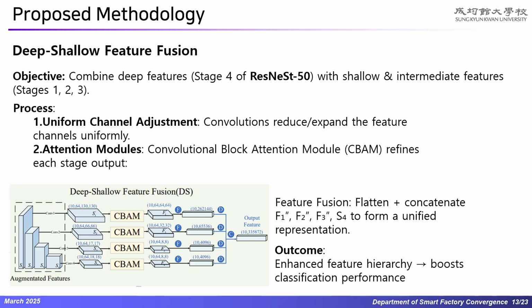So then after refining and concatenating them into the merged feature vector, this one, it is then passed through a fully connected layer or a classification head to output glaucoma or not glaucoma. This deep-shallow feature fusion strategy integrates the output of multiple ResNeSt 50 stages, augmented by the CBAM attention, into a single representation. And by merging information across different feature hierarchies, the model achieves enhanced feature representation.